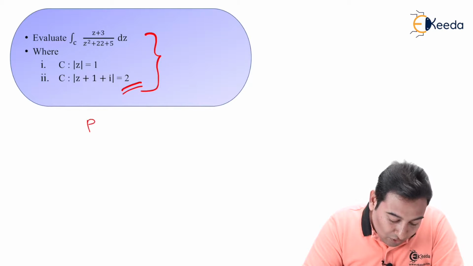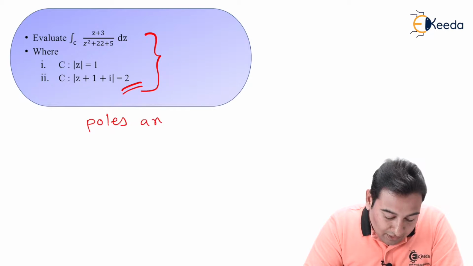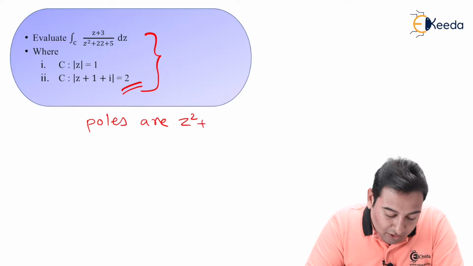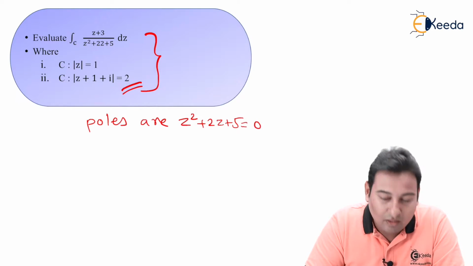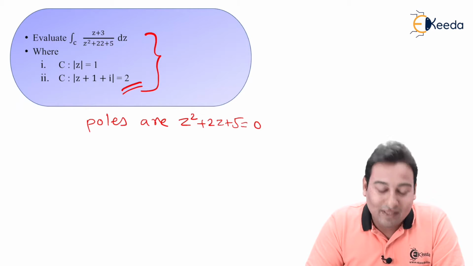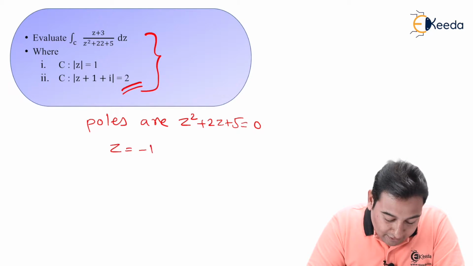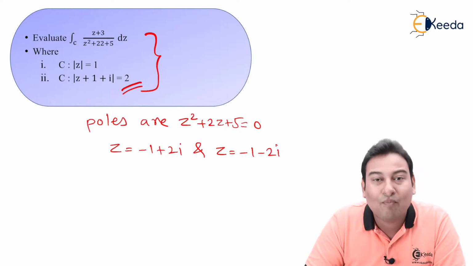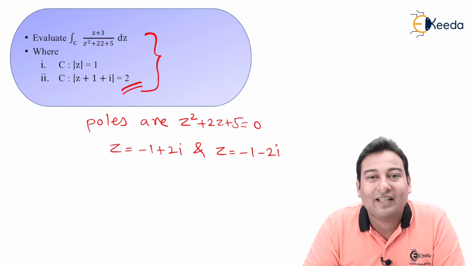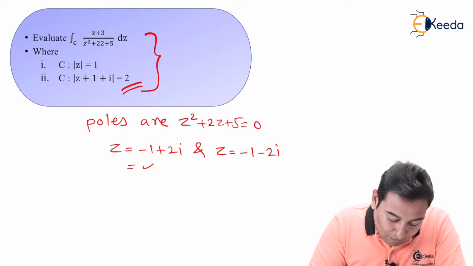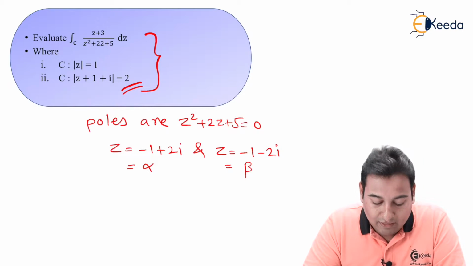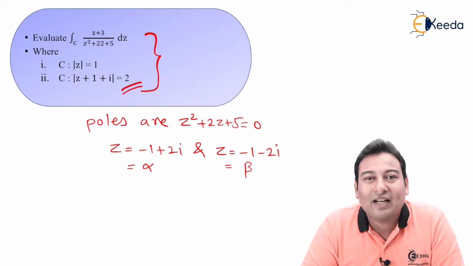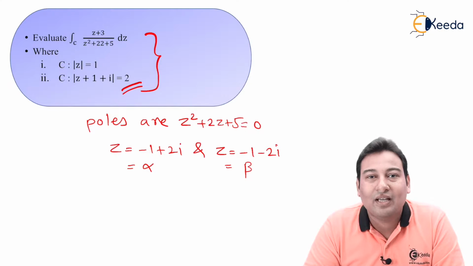First of all, we need to find the poles, and we get poles by equating the denominator to 0. After solving this in the calculator, you'll get two poles. One is -1 plus 2i and the other one is -1 minus 2i. The same poles we got in the problem of Cauchy integral theorem. Let us assume them to be alpha and beta. Now friends, we find the residues at the poles which are inside only, and for the poles which are outside we don't calculate residues. So let us check which point is inside and which point is outside.